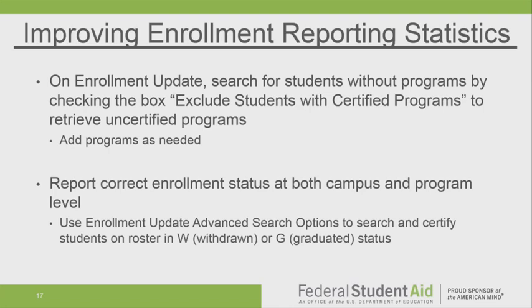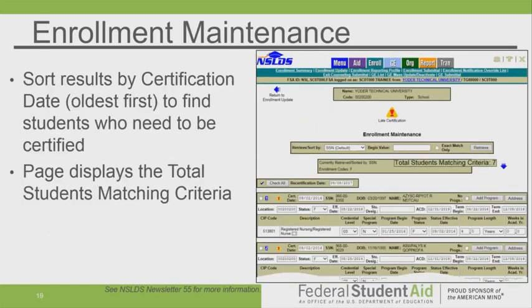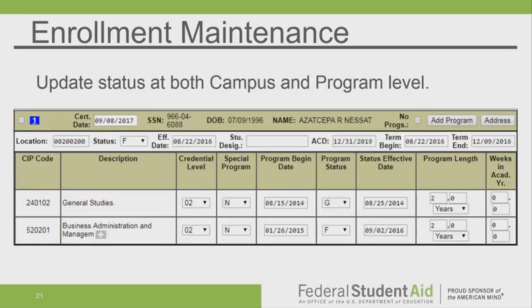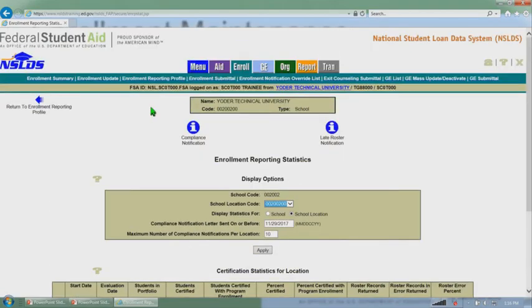We're going to cover the exclude students with certified program box on the enrollment update. We're also going to take a look at the advanced search options so you can really filter through a lot of the data. And we're going to go through all of these, and I'll tell you what a lot of the icons and everything mean. And we're going to talk about the late enrollment certification warning, and then how to identify whether a program was reported by COD versus a school. So we're going to go through all of these, but I'm going to show you how to do them.